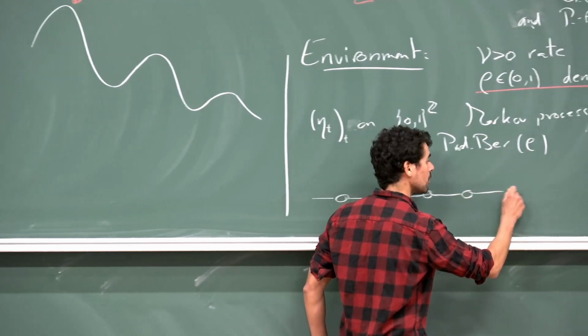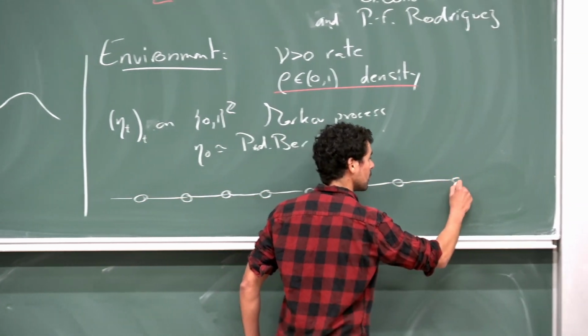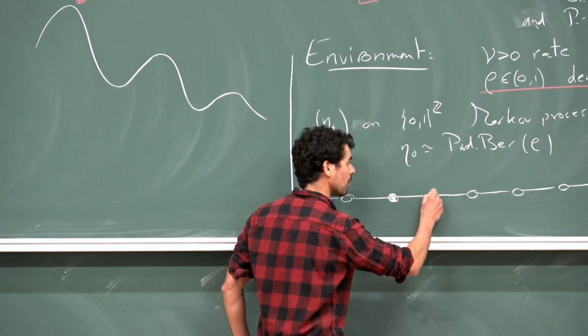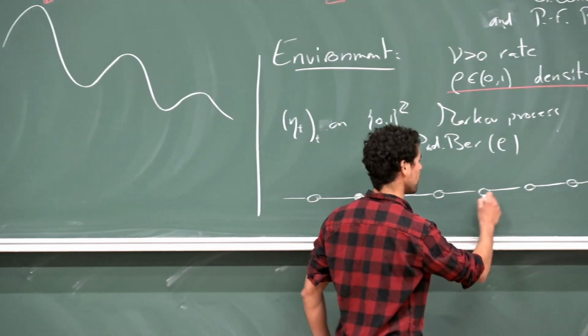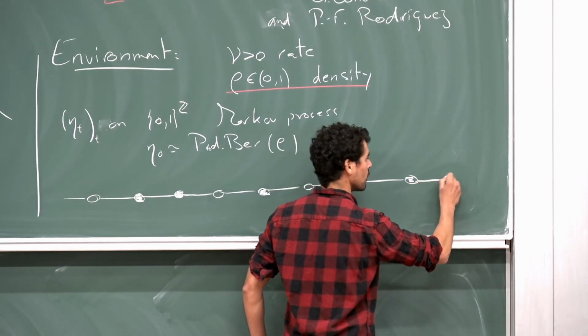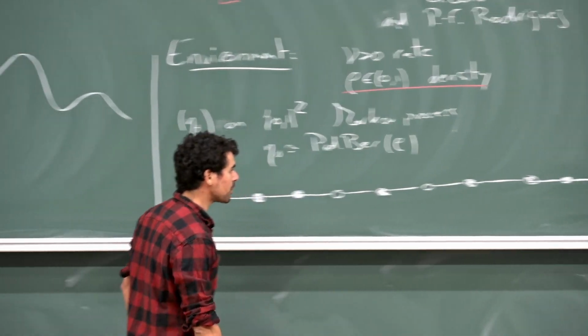So you have that here. At each site you put a particle with probability rho or a hole with probability 1 minus rho. All right, so you have something like that. Let me add one here. And now, what's the dynamic?